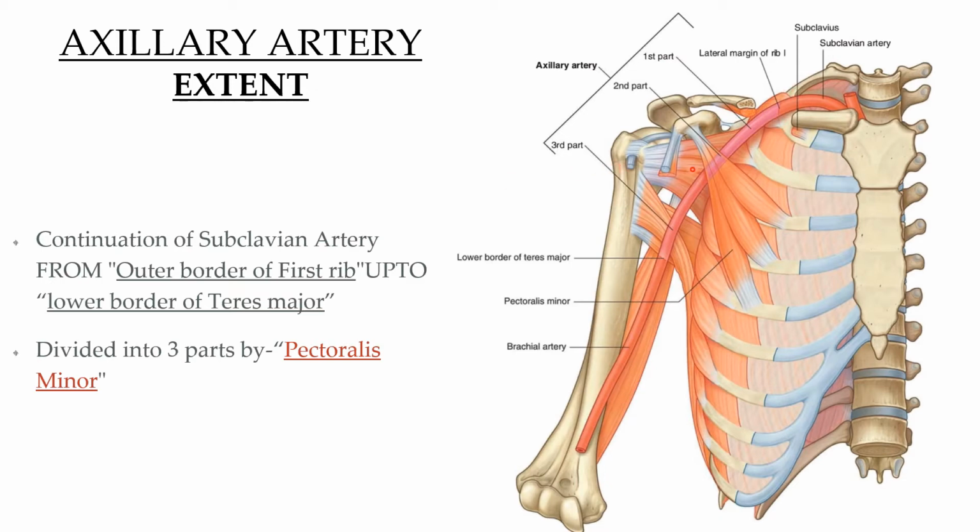Axillary artery is crossed by the fibers of pectoralis minor muscle. As a result, the artery gets divided into three parts. The part which is proximal to pectoralis minor muscle is the first part of the artery. The part of the artery which comes in relation to the pectoralis minor muscle, either superficial or deep, is the second part of the axillary artery, and the part of the artery which lies distal to the fibers of pectoralis minor is the third part of the axillary artery.